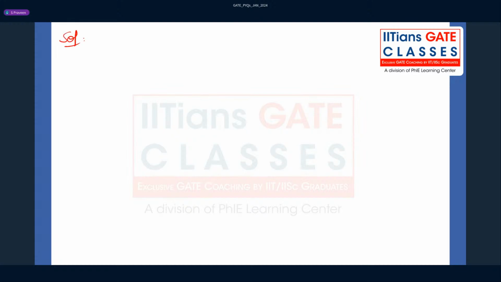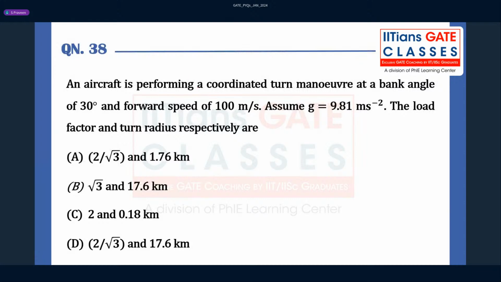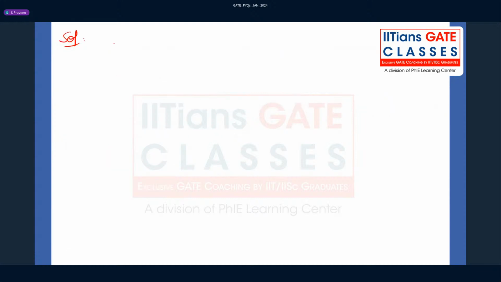First underline what the given data are. It is performing a coordinated turn maneuver. Bank angle is given as 30 degrees and the forward speed is given as 100 meters per second. What they are asking is the load factor and the turn radius. So let's write down the given data: the bank angle is 30 degrees, the forward velocity is 100 meters per second, and g is 9.81 meters per second squared.